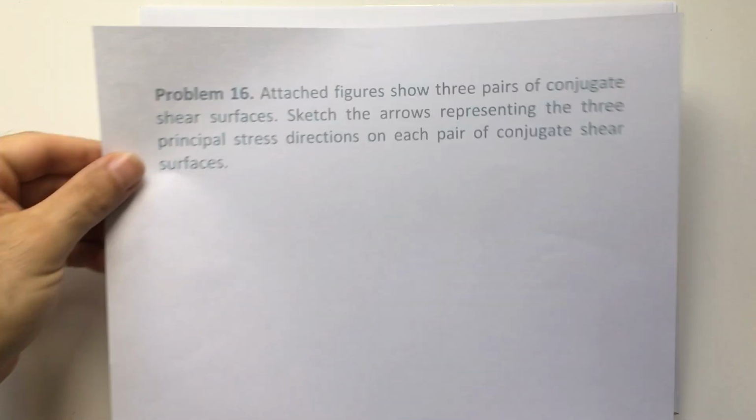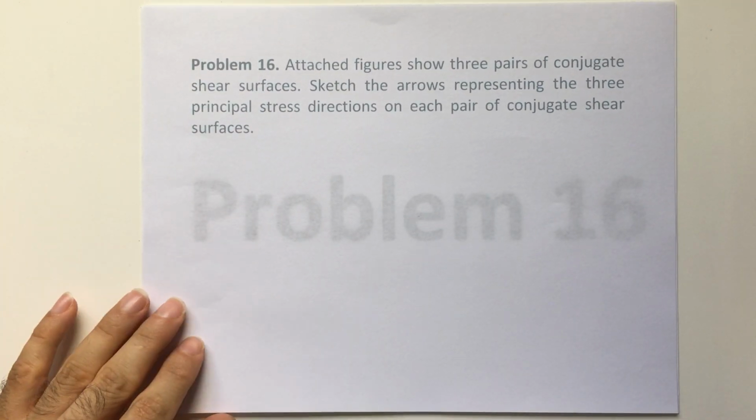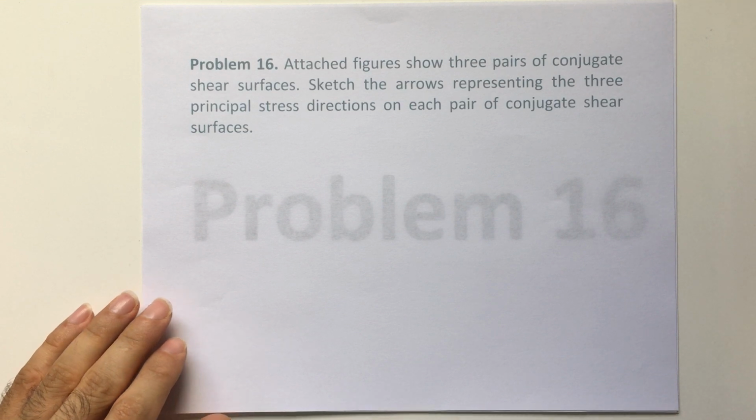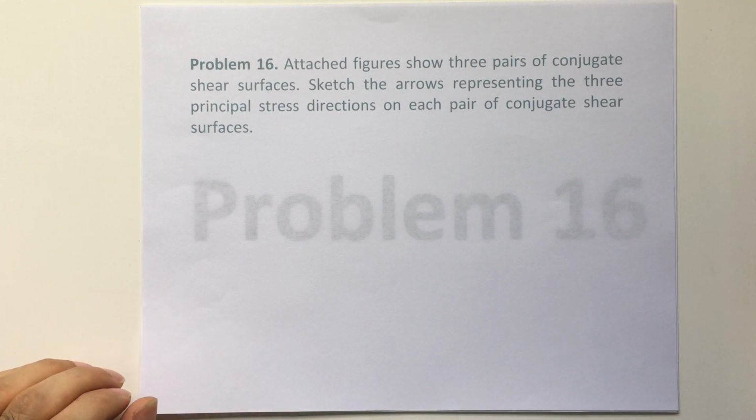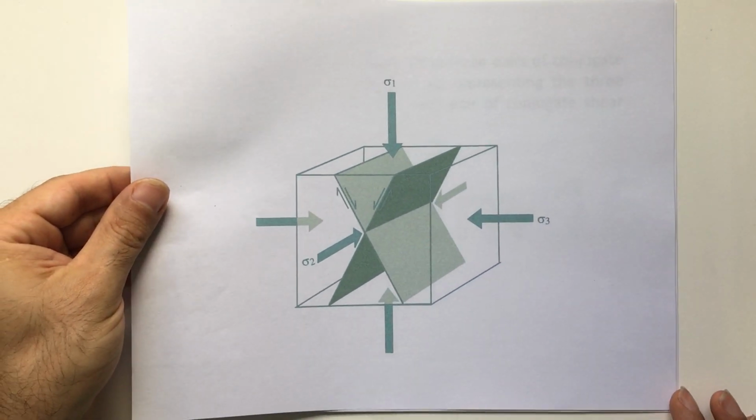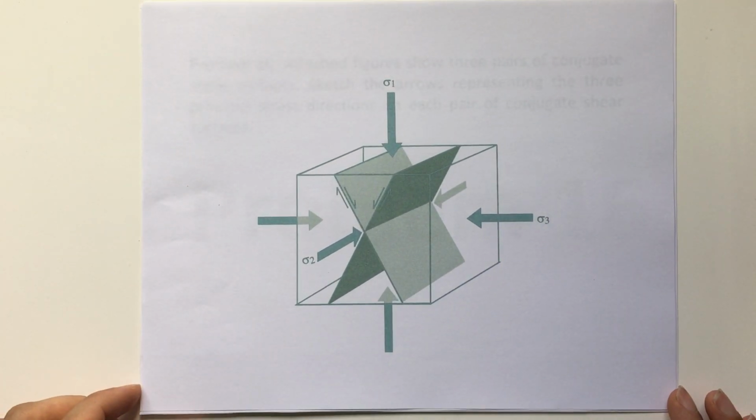Problem 16. In this problem we have a few figures on which we want to place the principal stress directions on the pair of conjugate shear surfaces. Before going through it, let's see the basics.